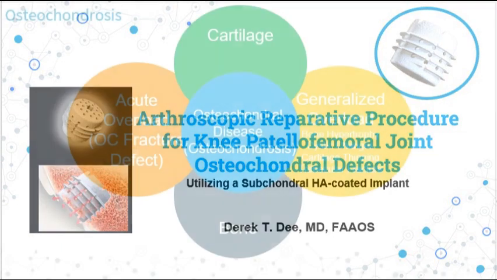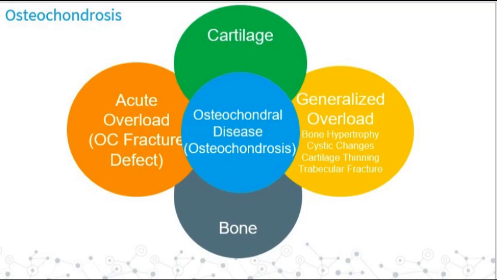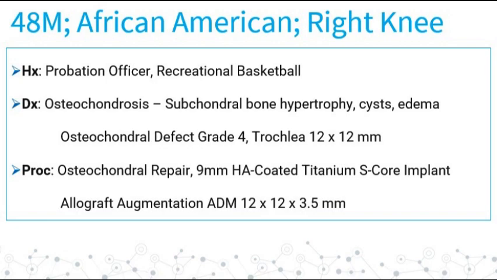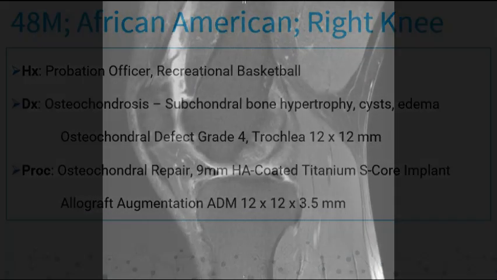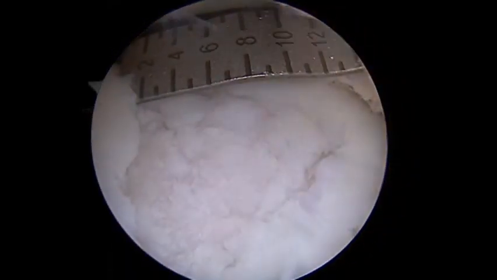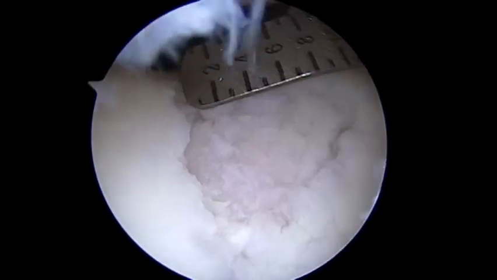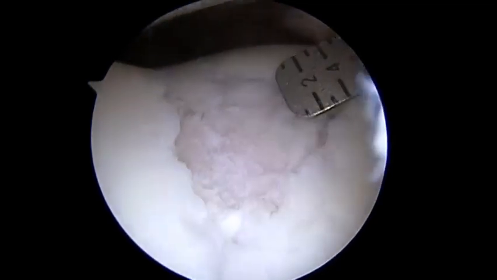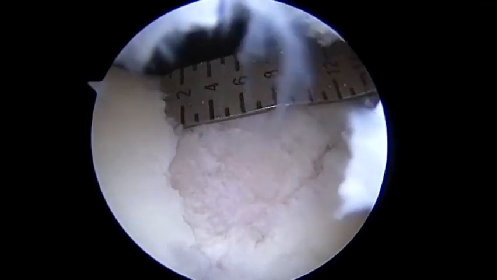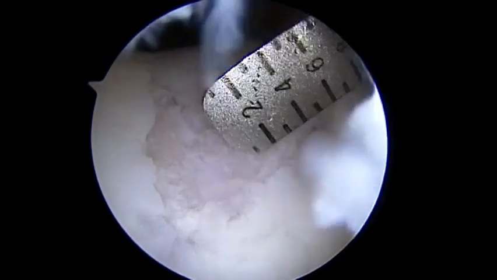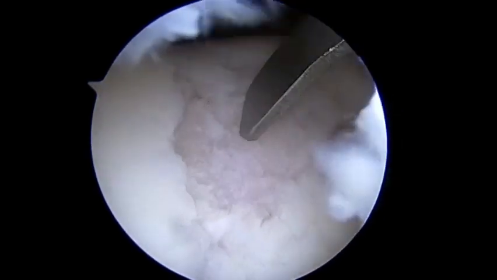Cartilage and bone form a functional and metabolic unit. Damage to the cartilage often creates progressive changes to the subchondral bone. This patient has a trochlear 12 millimeter osteochondral defect with associated subchondral bone changes with bone edema and bone hypertrophy. This is the arthroscopic view showing the defect and measuring this in the medial and lateral and top to bottom dimensions. You can see that there is irregularity of the subchondral bone.